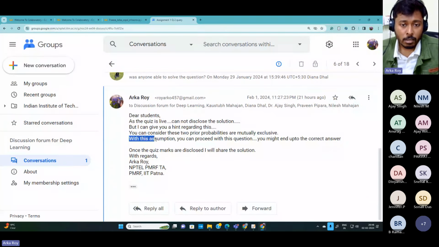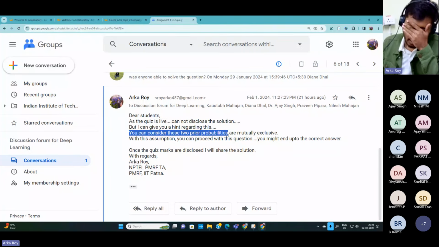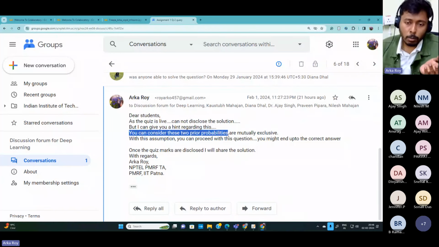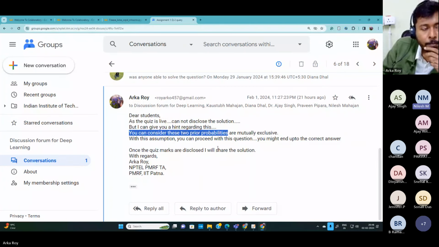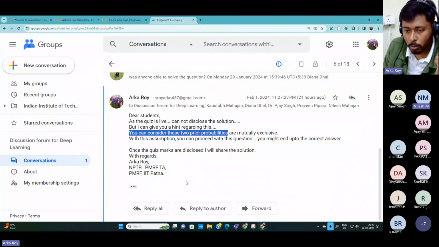So with this assumption, you can consider the prior probabilities. The problem at hand is that you have the prior probability of class omega 1, but you don't have the prior probability of class omega 2, which is why you are not able to compute the necessary mathematical quantities. No, sir, I have got the prior probability of both the classes, but still the answer doesn't match when I put it in.